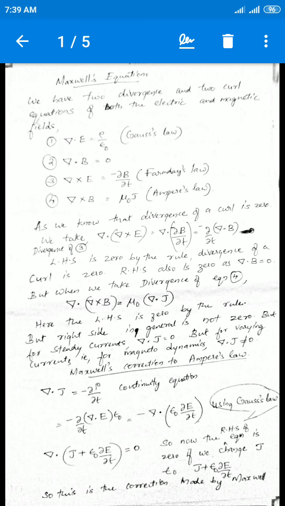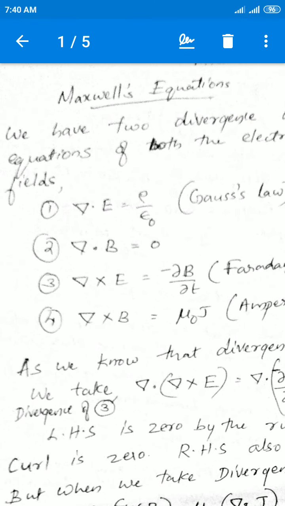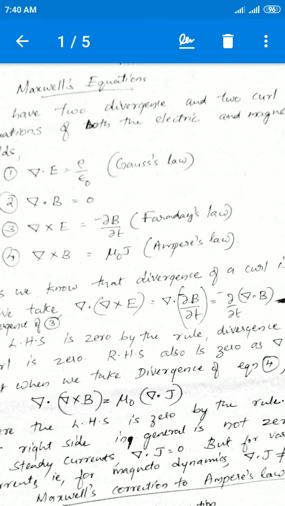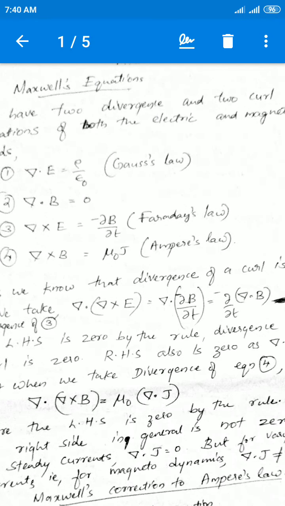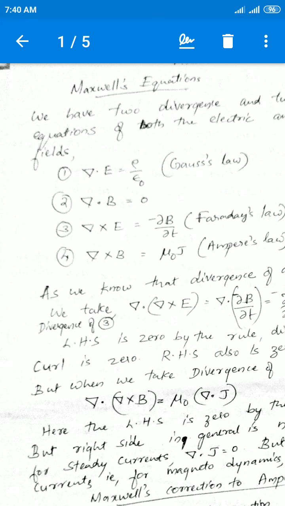So these equations, Maxwell's equations, you can write either in differential form or in integral form. Normally we use the differential form. That is what is written here in this note. So you can see Maxwell's equations. We have two divergence equations and two curl equations for the electric and magnetic fields.